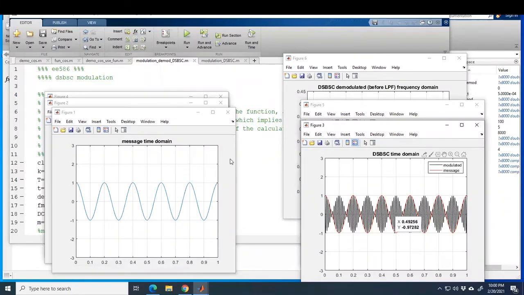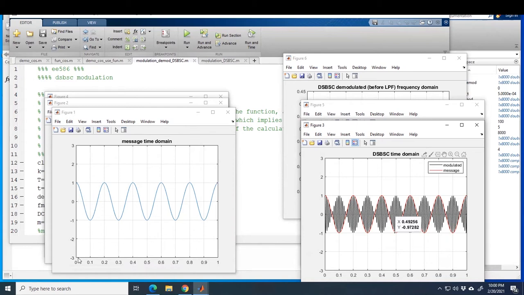In this video, I'm going to show some of the figures I plotted for the demodulation of the DSBSC AM signals. To demodulate the signal, we need to modulate. So to modulate the signal, I generate a message signal. You can see this is low frequency.